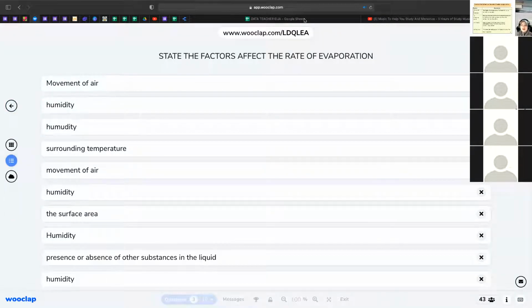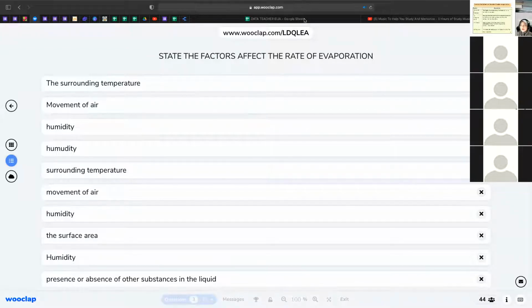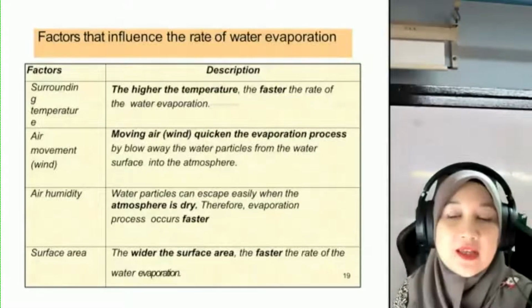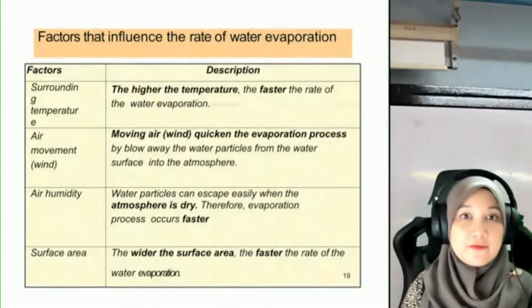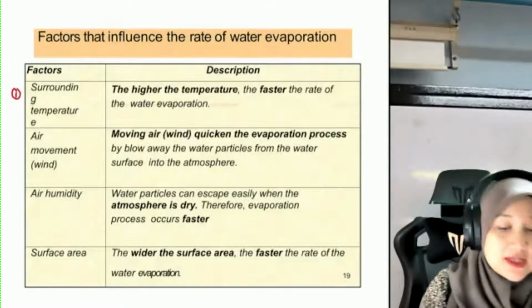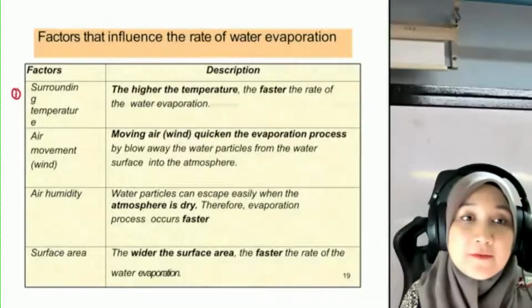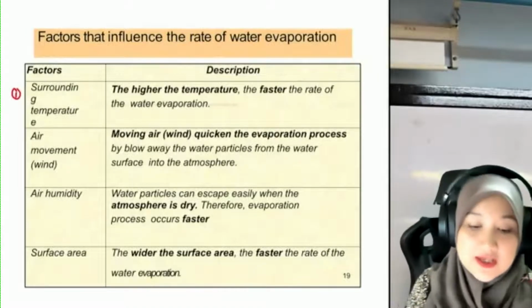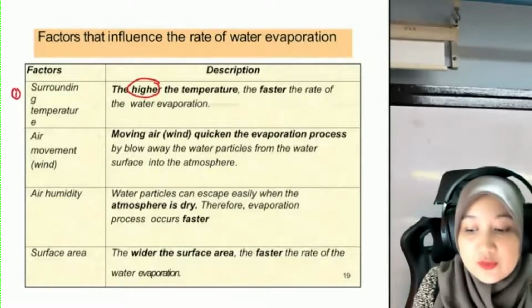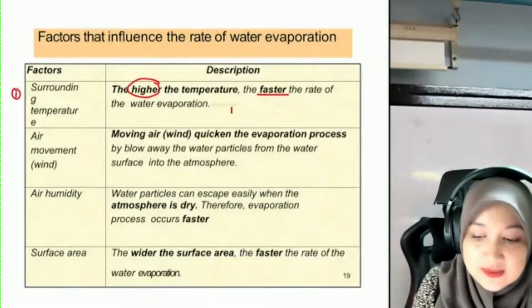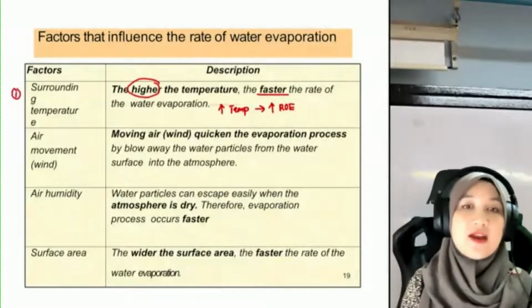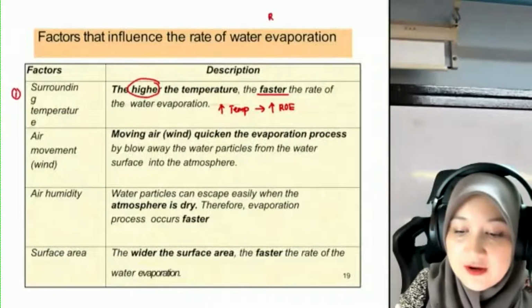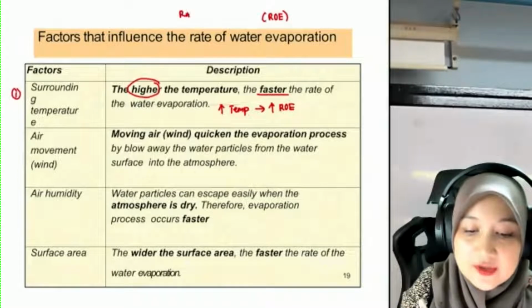I want to share with you the answers for the factors that affect the rate of evaporation. While responding, let's see the screen. There are so many factors that affect the rate of evaporation of water. Number one is the surrounding temperature. What happens when the surrounding temperature is high? When it is higher, the rate of evaporation becomes faster. The higher the temperature, the higher the rate of evaporation. I simplify it with ROE. ROE means rate of evaporation.